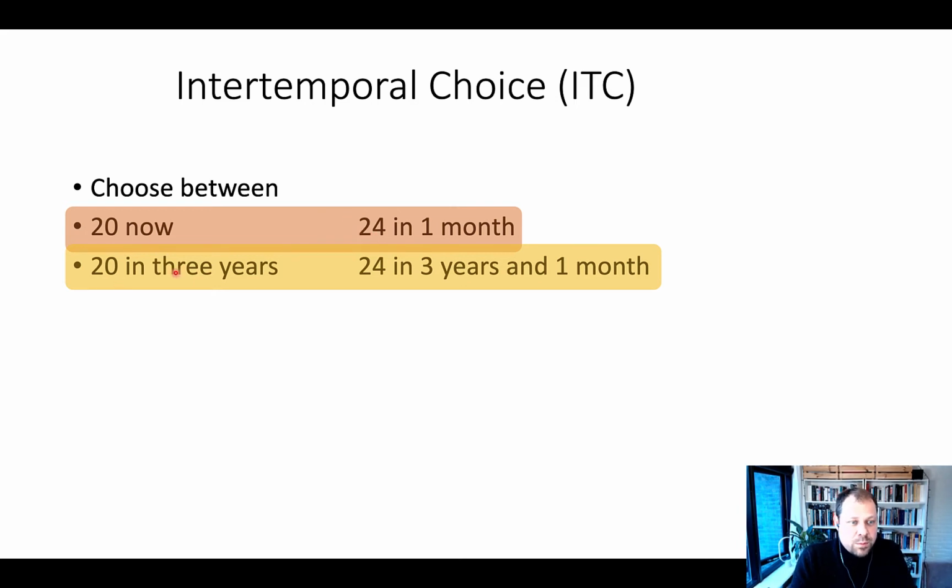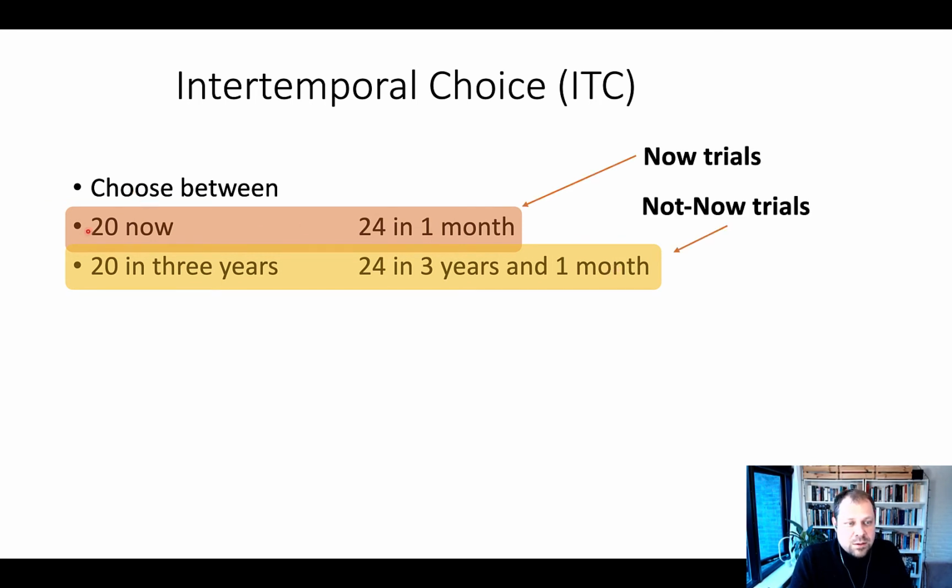A similar choice could be made with more delayed options. So this is 3 years from now, where we offer $20 in 3 years and $24 in 3 years and 1 month. You can see the delay is exactly the same, but this is both delayed by 3 years. And here, most decision makers will probably wait 1 more month, since they have to wait 3 years anyway to get the additional $4. Since we have to wait so long anyway, the additional month does not seem to make a difference.